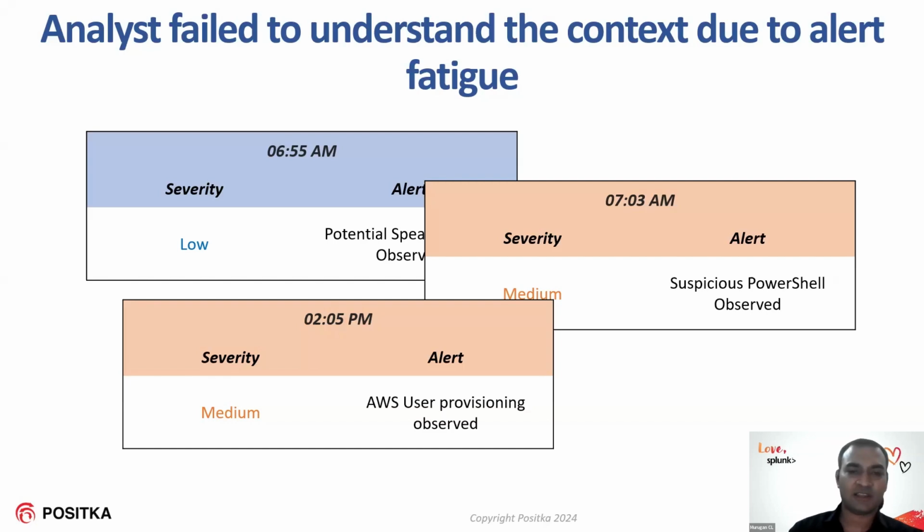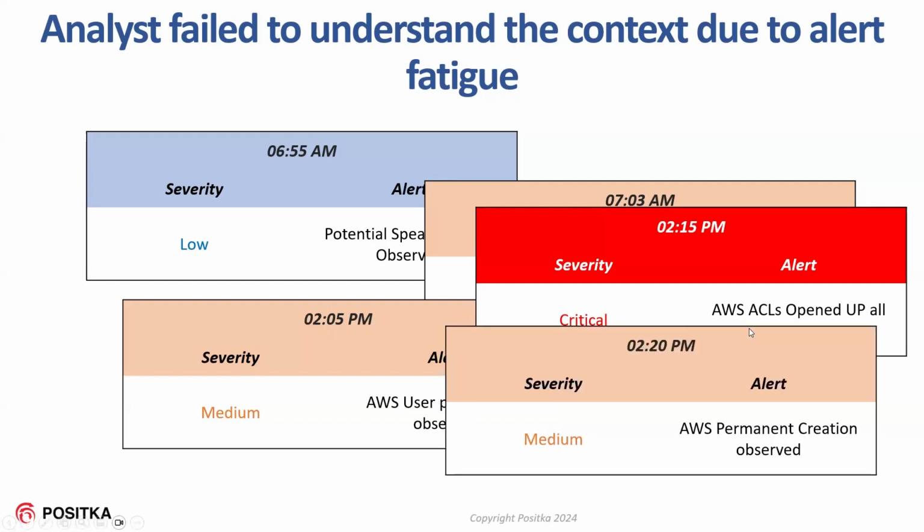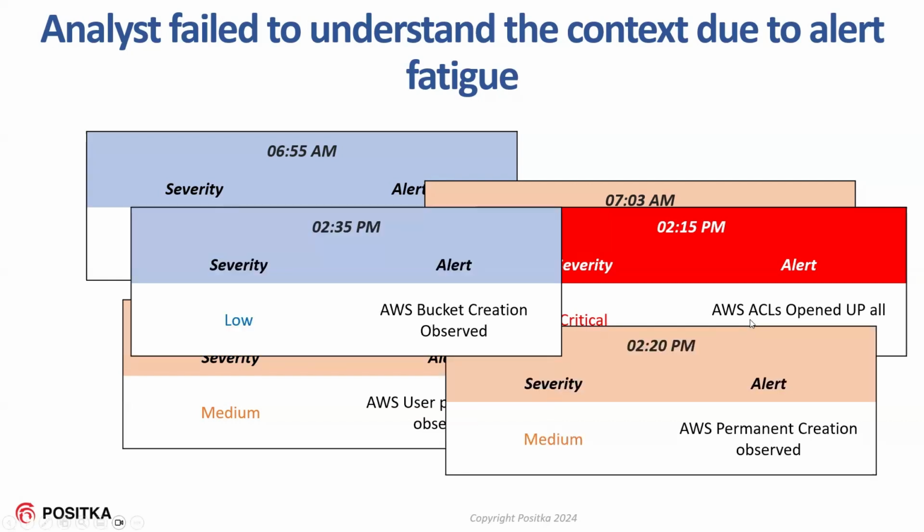So probably a critical alert that the analyst is focused on, and he's really not looking at these alerts. And then suddenly there's a critical alert, say, for example, AWS ACL has opened up for all access. So when he sees this alert, the attention of the SOC analyst immediately goes to this alert, and he would start investigating these alerts. And then there could be follow-on alerts of other severities, for example, like these low and medium severity. But he's not really going to be looking at these alerts.